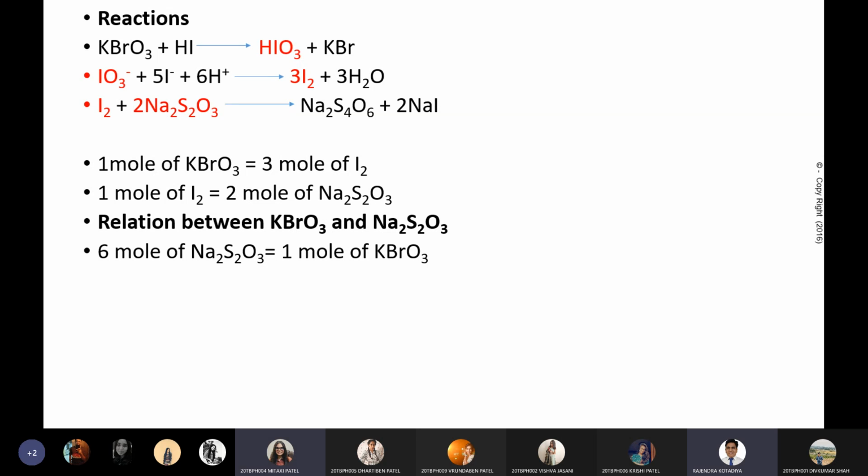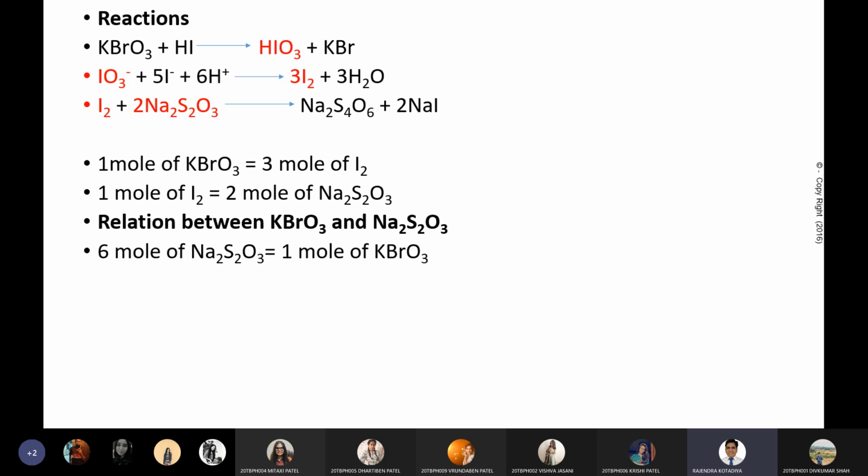Yes, sir. We will convert Na2SO3 into its volumetric terms, mole into molarity into volume, because whatever secondary standard solution we have, we have taken in its volumetric form, so we'll convert it into its volume form. And whatever KBrO3 we have, we'll convert it into its gram form, because initially we took 0.04 gram.